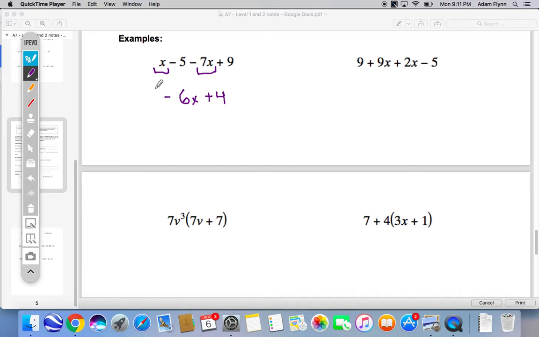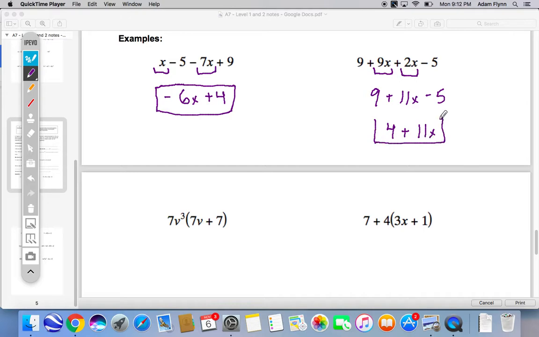So I can't combine anything else. I can't simplify, so I'm left with this linear binomial. Moving on to this one right here, I have this 9x to the first power and this 2x to the first power. Both are x to the first power, so I'll just combine their coefficients. So I have 9 plus 2, which is 11x. Then I have this positive 9 and this negative 5. Well, 9 minus 5 is 4. So I have 4 plus 11x, another linear binomial.